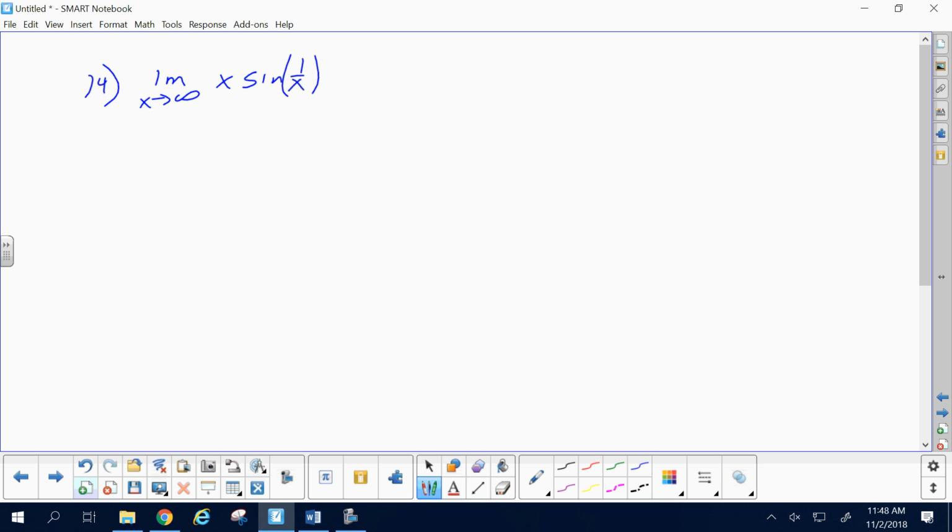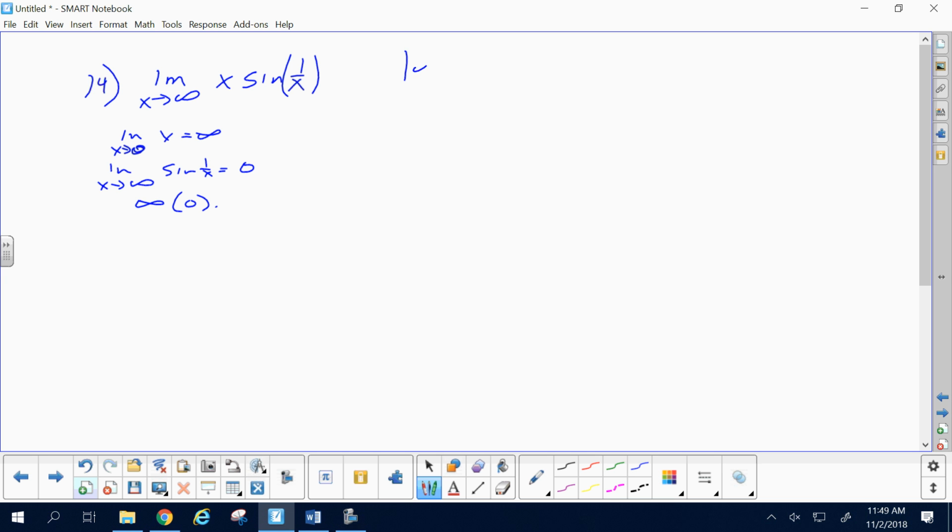So wouldn't you say that the limit as x goes to infinity of x is infinity, and the limit as x goes to infinity of sine of 1 over x is sine of 0, which is 0, so it is an indeterminate form, yeah? So the question is, what to do? Well, this is what I suggest you do.